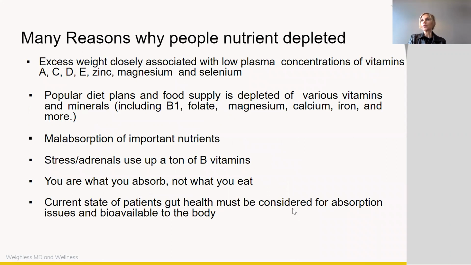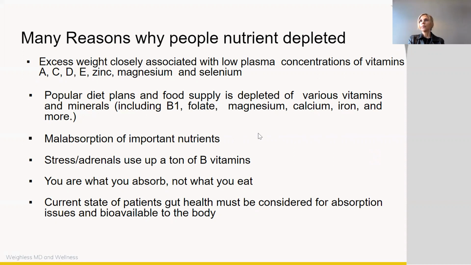There are many reasons why people are nutrient depleted, and there are many people walking around with significant nutrient deficiencies. Excess weight in itself is associated with low plasma concentrations of all of these vitamins here: vitamin A, C, D, E, zinc, magnesium, selenium. The popular diets and the food supply are clearly depleted. We're not getting any of these nutrients anymore, and these are vital to human health.